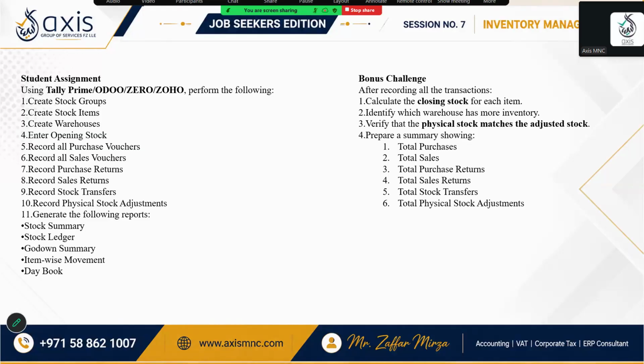It will come. Okay. So bonus challenges: after recording all the transactions, calculate the closing stock of each item. Okay. And identify which warehouse has more inventory. Verify that the physical stock matches and adjust, and prepare the summary showing total purchases, total sales, total purchase return, total sales return, stock transfer, and physical stock adjustment. You need to prepare these reports. Okay. Clear, online students? Yes, sir.